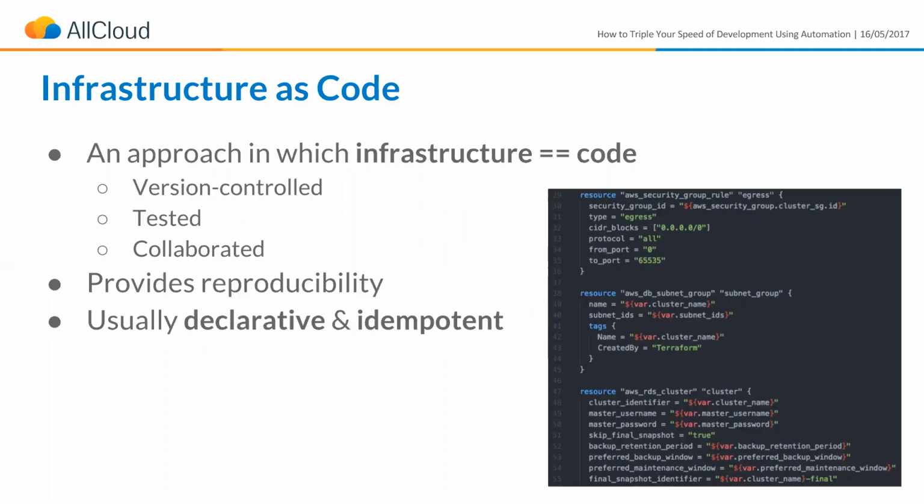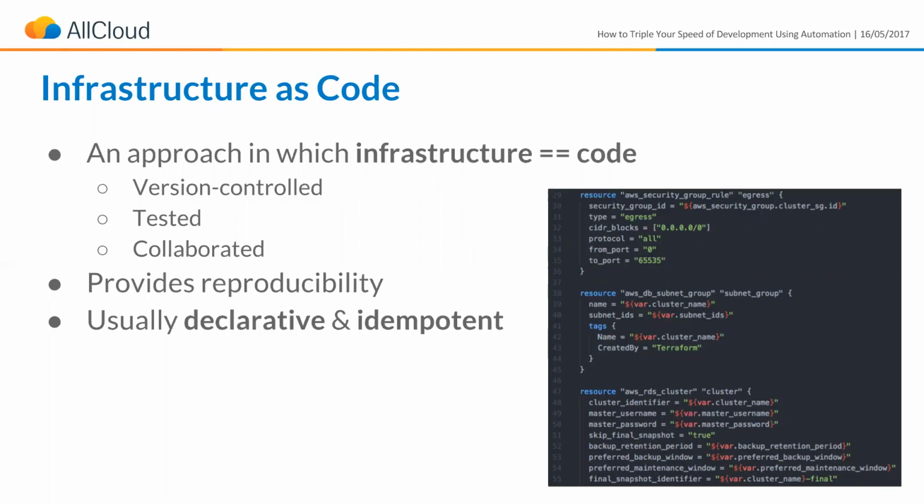Now, infrastructure as code is an interesting thing. It's a relatively new approach that says that infrastructure equals code. Now, what does it mean that it equals code? It means that your infrastructure must be version controlled, tested, and you can collaborate upon it the same way as you would with your product's code.